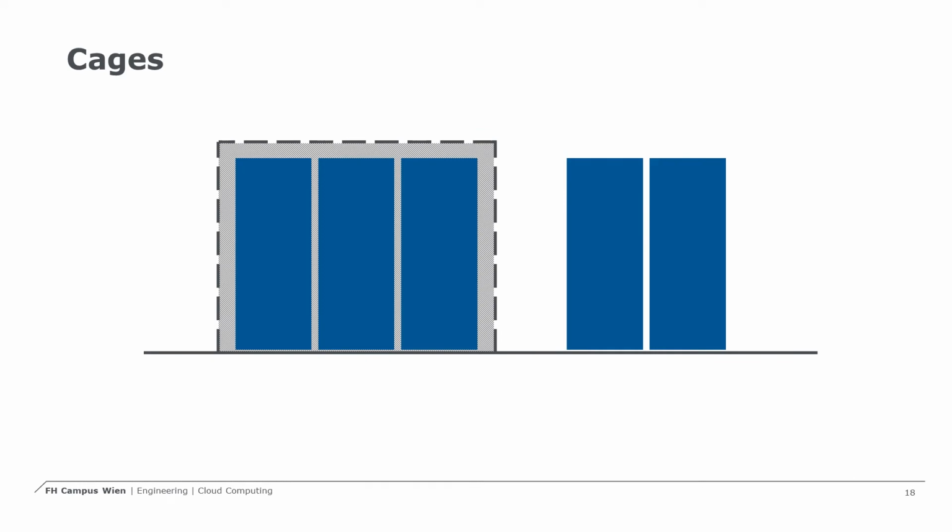It is also worth noting that larger customers such as banks, cloud providers, etc. usually prefer to have their own racks within a separated gated area called a cage, to which they control access.